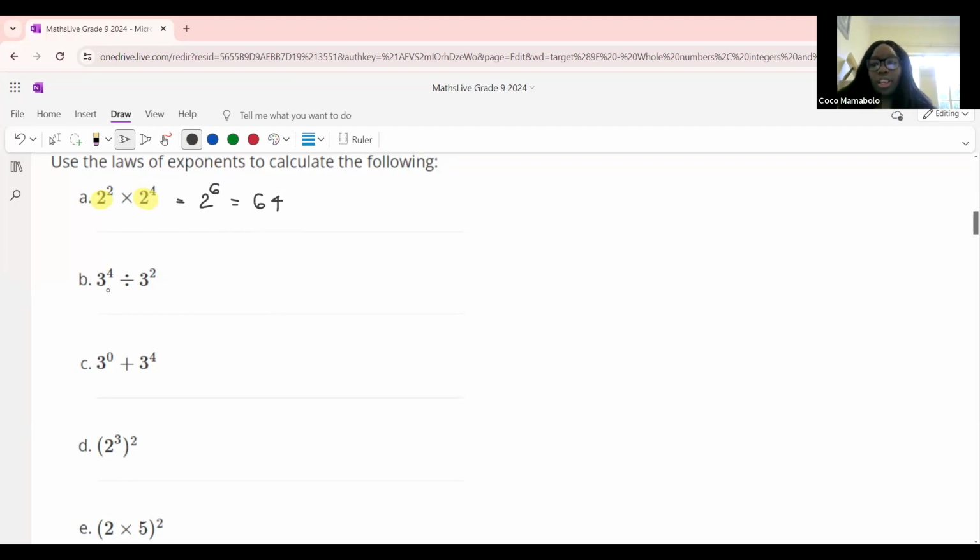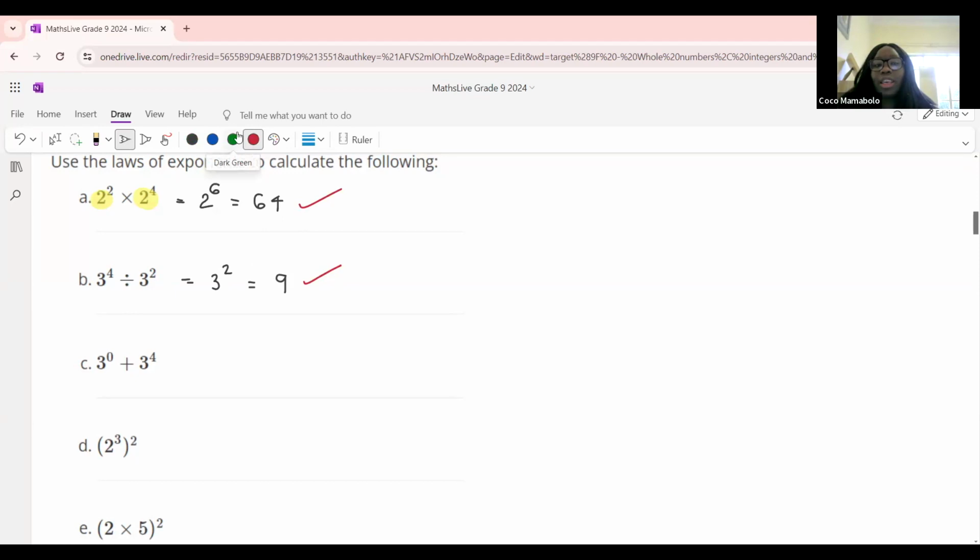In this next one over here, again, I have like bases being divided. So I'm going to keep my base and I'm going to minus my exponent. So 4 minus 2 will give me 3 squared. And that is equal to 9.